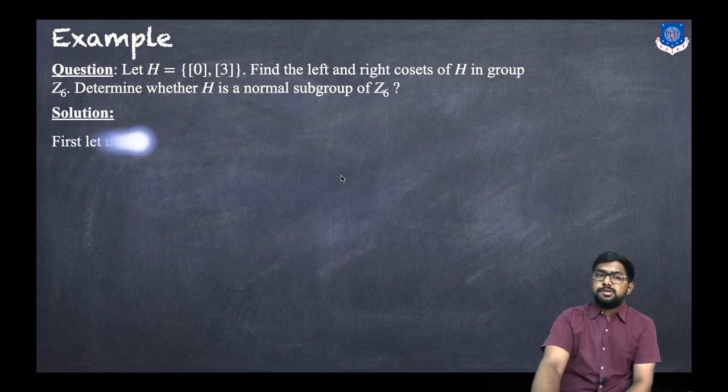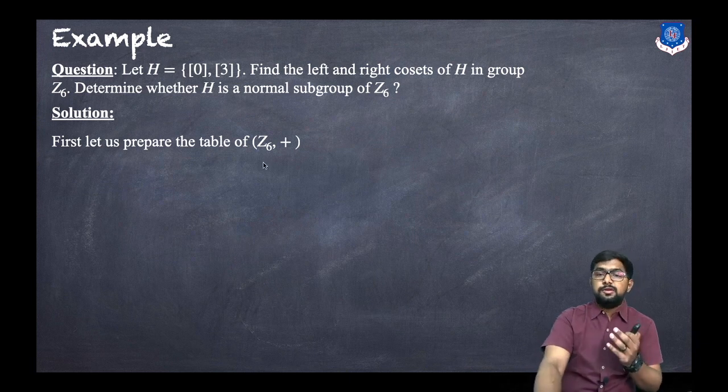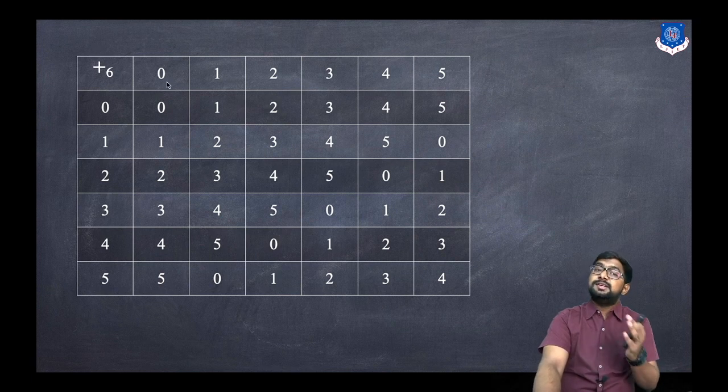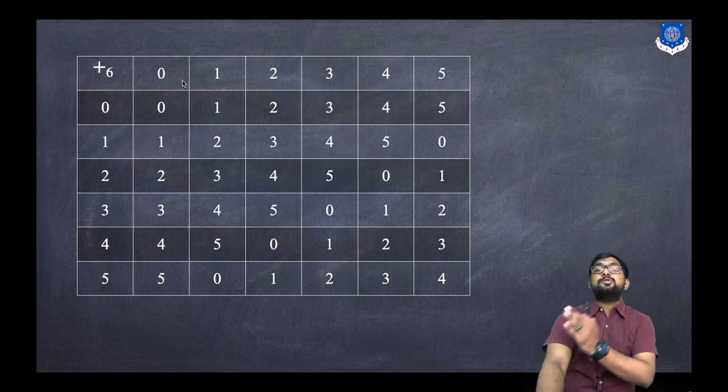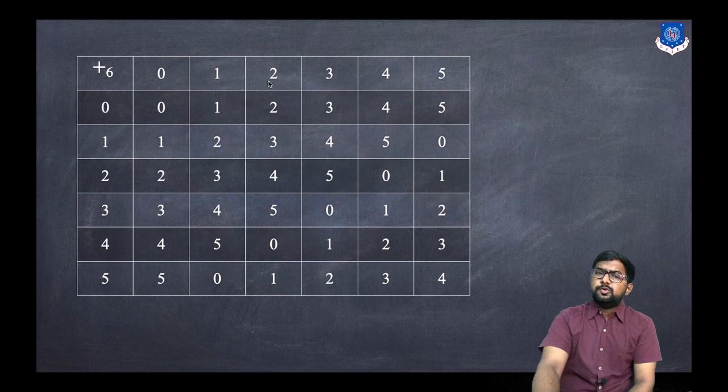Now the solution. First, obviously, we'll prepare the table for Z6 and plus. How to do that? We have Z6, or modulo 6. So this is the table. Here we have plus 6 and it is Z6, so the elements will be from 0 to 5. Total elements will be 6, but the elements start from 0 to 5. Fine. So here 0, 1, 2, 3, 4, 5 and 0, 1, 2, 3, 4, 5.